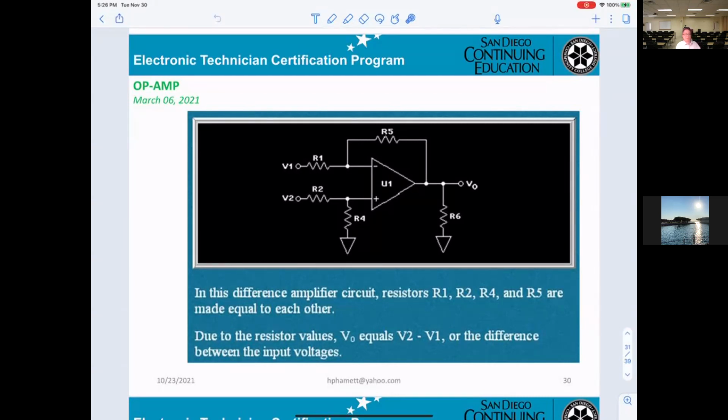Okay, then you can go to the inverting amplifier. We call it an inverting amplifier. That means the input is applied to the negative input of the op amp.